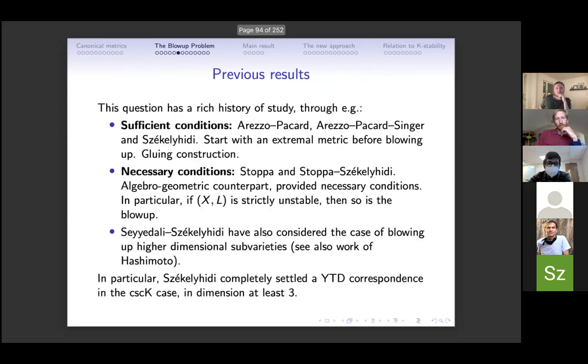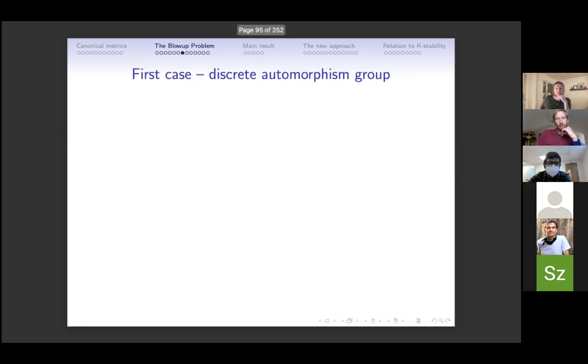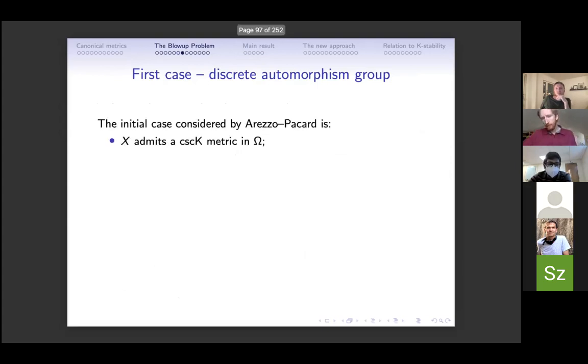So I'm going to go a bit deeper into these constructions just to say exactly what was known before our result, and then I will state what the main result is. So the first case is when the automorphism group of the original manifold is discrete. So the assumptions by Arezzo-Pacard are that X admits a CSEK metric in this class omega, and that the automorphism group is discrete.